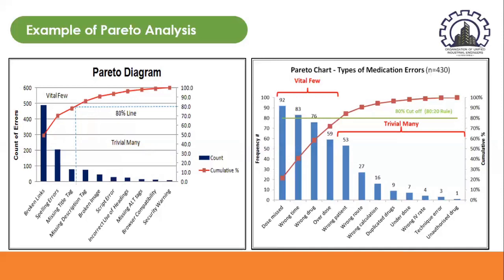And as you can notice, it is highlighted there: your trivial many and your vital few. In your vital few, there are the top 4 errors included, on which you will be drawing your attention and making sure that your full focus should be there. And the top 4 errors that we should be solving, we should be sorting out, would be first, dose missed. We also have wrong time, wrong drug, and overdose. And the rest are considered as trivial many already.